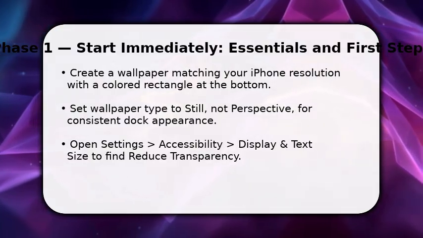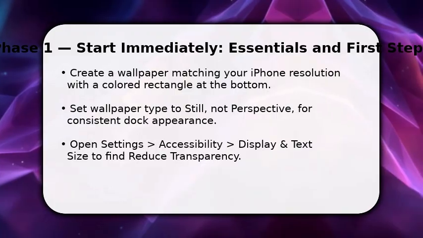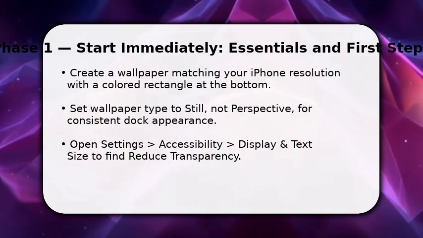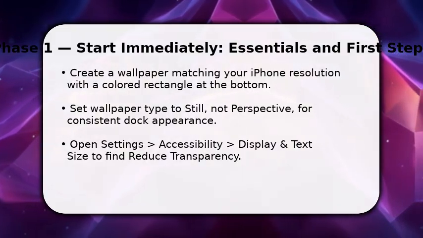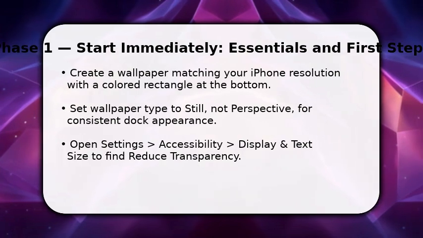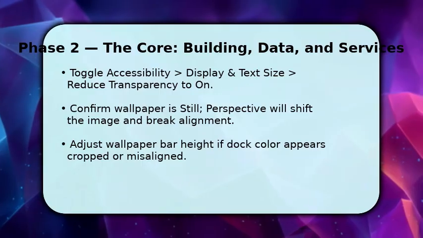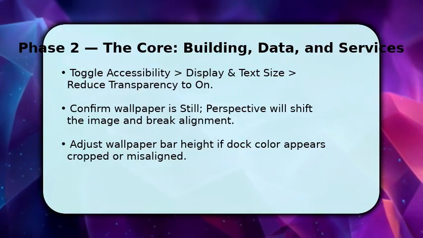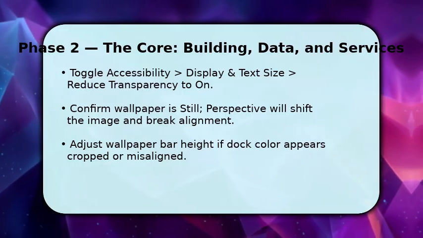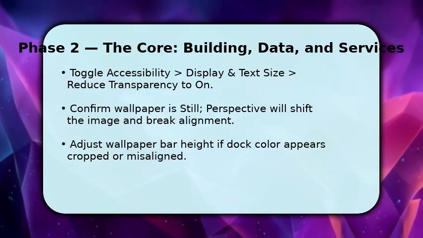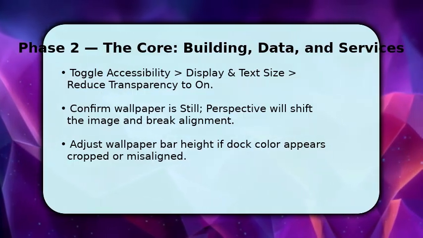You need to access accessibility next, because the dock inherits the wallpaper only when transparency is reduced. These steps prepare the system to display your chosen color. Now you change how iOS composites the dock so your wallpaper shows through. Go to Settings, Accessibility, Display and Text Size, then turn on Reduce Transparency. This removes the frosted blur and forces the dock to use the wallpaper pixels beneath it.